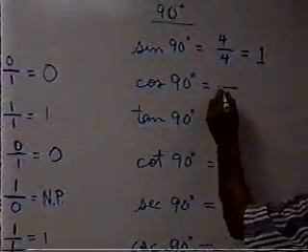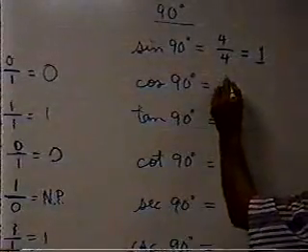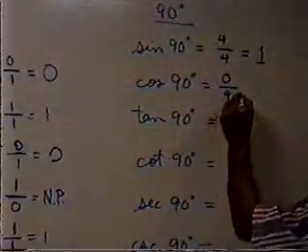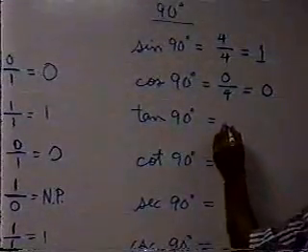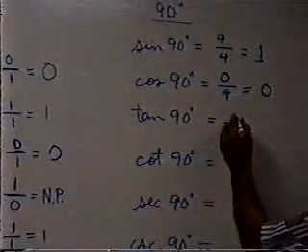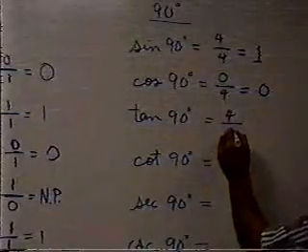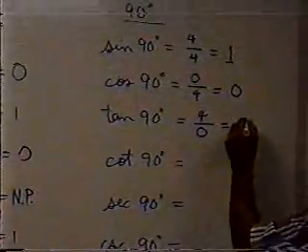All right, the cosine of 90 degrees. Cosine of 90 degrees, x is 0, r is 4, so the answer is 0. Tangent of 90 degrees is y, which is 4, over x, which is 0, and so this is that not possible one.